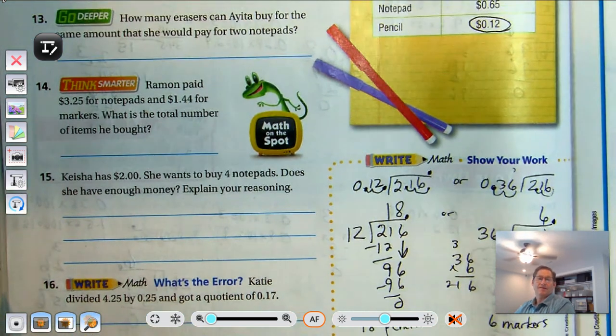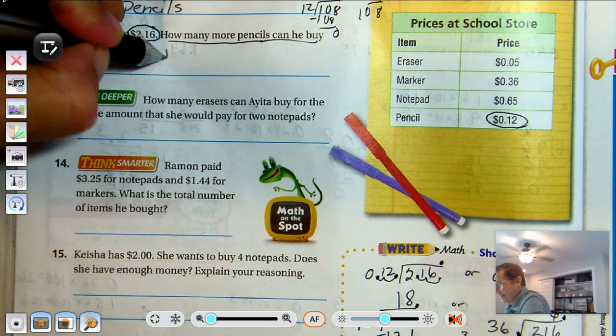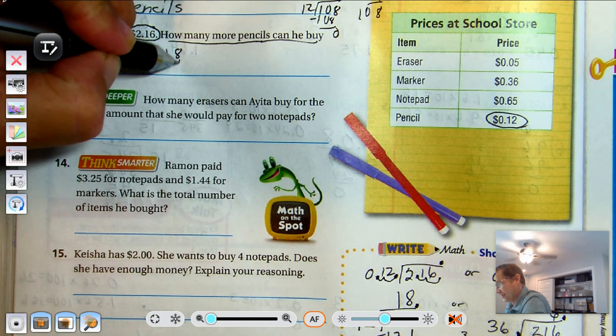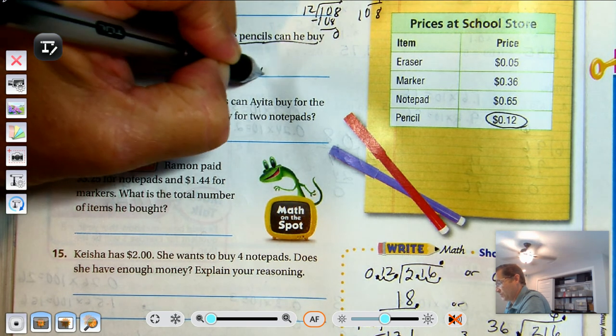Okay, let's go back to our question now. How many more pencils can he buy than markers? 18 pencils minus 6 markers. So he can buy 12 more pencils.